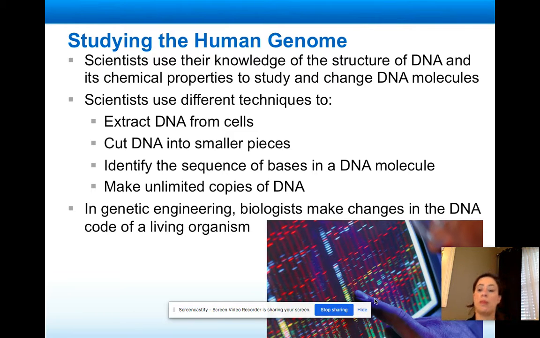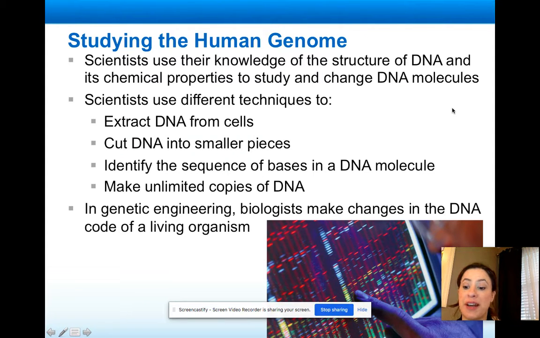So that's enough about dogs, about bacteria, about plants. Now let's talk about us. Let's talk about the human and the human genome. I showed you guys the genome for SARS-CoV-2, and you saw that was an RNA-based genome, but we have a DNA-based genome. So we have 3 billion base pairs in a haploid cell, but 6 billion base pairs in a diploid cell. So scientists use their knowledge of the structure of DNA and its chemical properties to study and change DNA molecules.